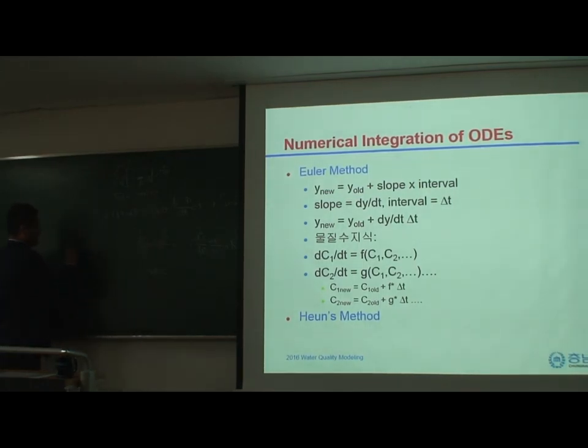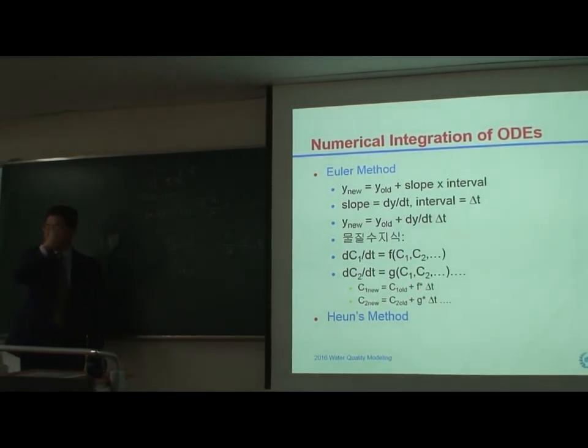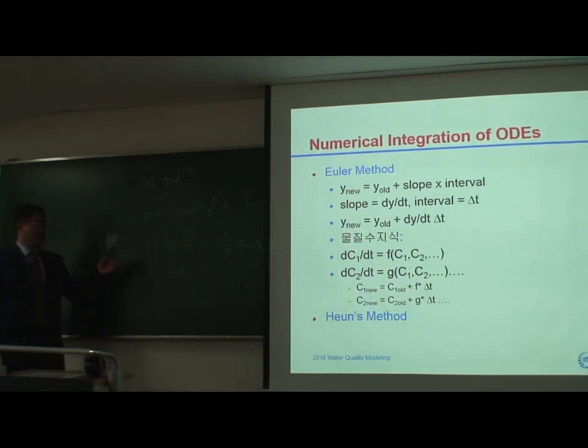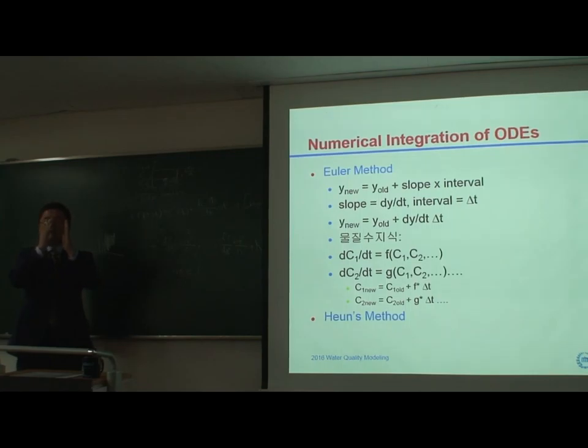Let's see, something like this. If you have a dam discharge in a flood scene, the flow rate can fluctuate very actively. In this case, my dC/dT is crazy. So in this case, you may have to have a really small delta T, or it's not possible to use this method. But in a case like a smooth curve like this, it's okay. It's okay.